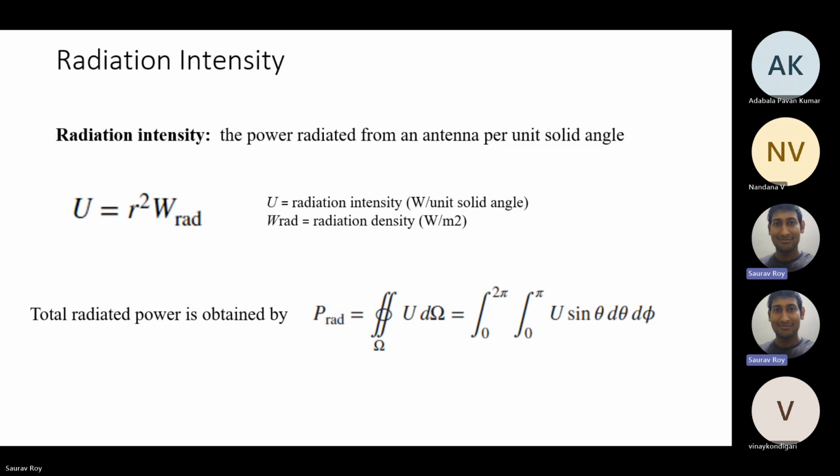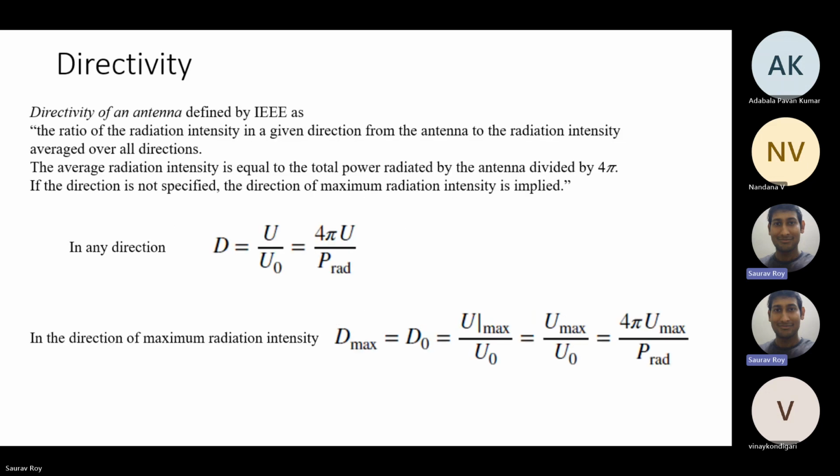Here P rad is given by the integral of U sine theta d theta d phi. If U is constant, you take U naught out of the integral, and the integral of sine theta d theta d phi over 0 to pi and 0 to 2 pi comes to 4 pi. So P rad is U naught into 4 pi, and the radiation intensity U naught is P rad by 4 pi. That is given as the average radiation intensity in all directions, and it is used to define the directivity of the antenna.